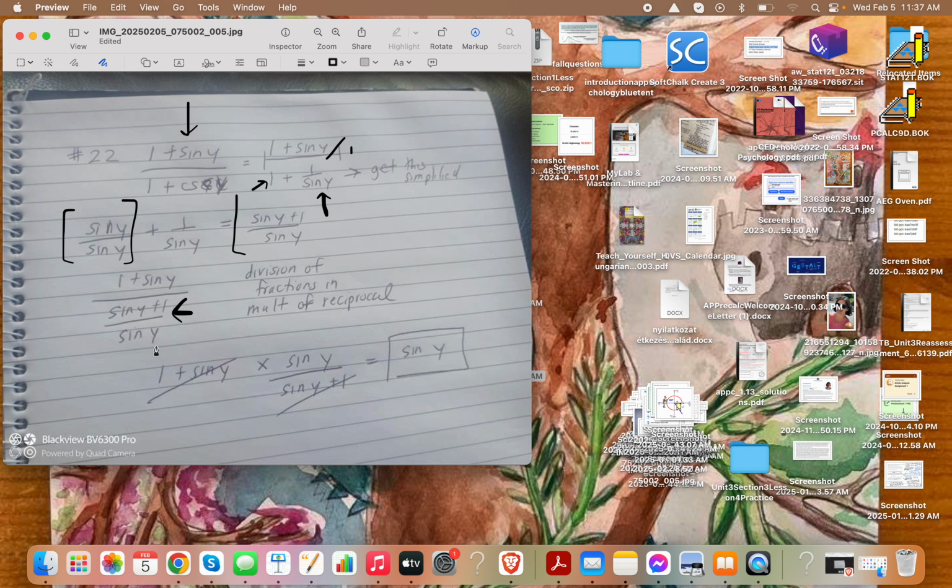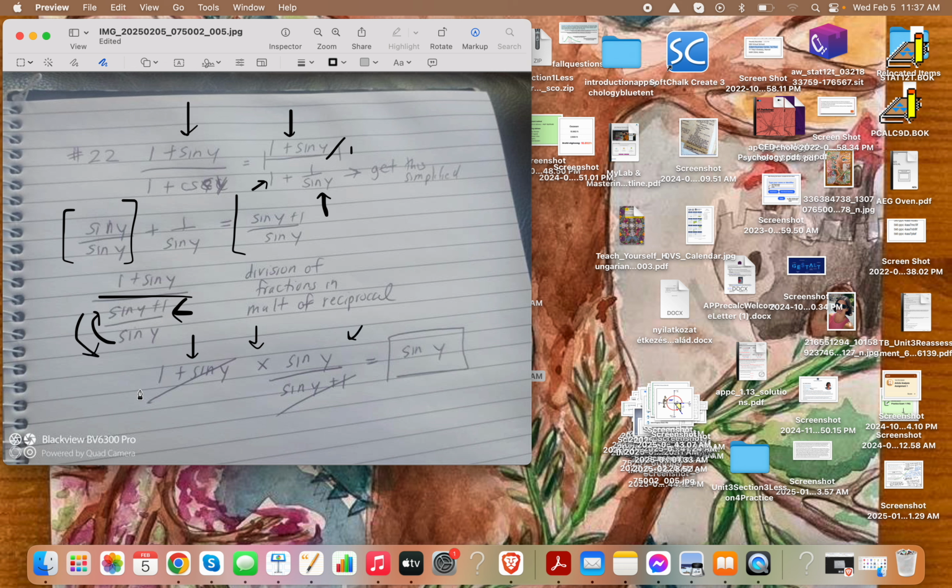And then I remind myself, okay, division of fractions is the same thing as multiplication of the reciprocal of the second fraction. So here's my numerator, and I am not saying division because I flipped over the division right away. So this said 1 plus sine of y divided by, this line reads as divided by sine of y plus 1 divided by sine of y. Very complicated, but division of fractions is the same thing as multiplication of the reciprocal.